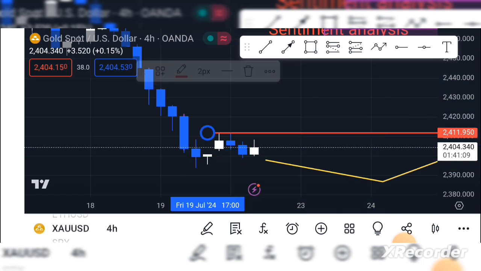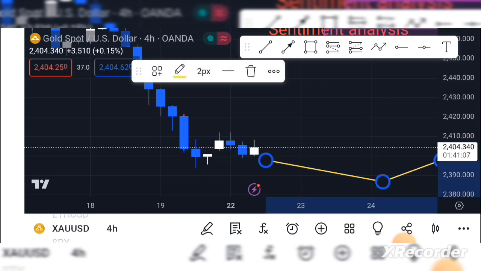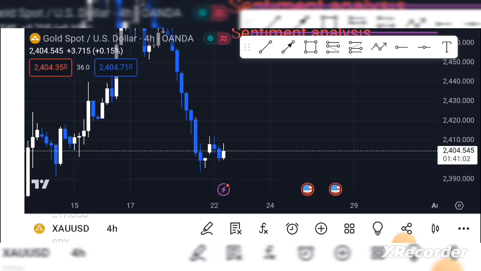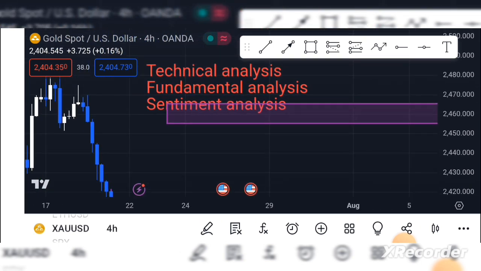Just make use of this one as a vice versa. I'm already entering into candlestick. Let me just leave this to when I enter into candlestick. Okay, let me just jump into candlestick. We have already understood sentiment.